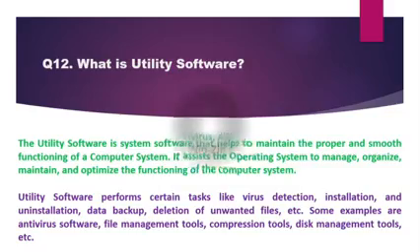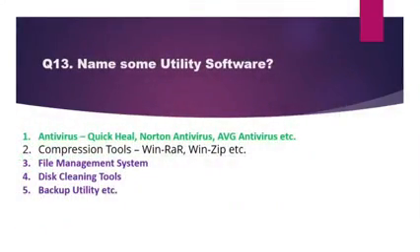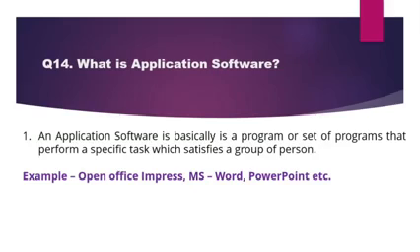Now come to question number 13. Name some utility software. So antivirus software, compression tools, file management system, disk cleaning tools, backup utilities come under utility software. Now come to question number 14. What is application software? An application software is basically a program or set of programs that performs a specific task which satisfies a group of persons. Example, OpenOffice Impress, MS Word, PowerPoint, etc.